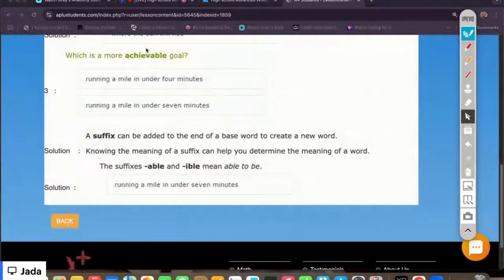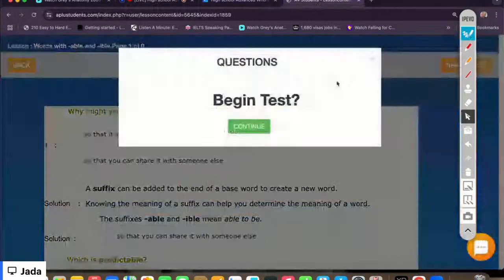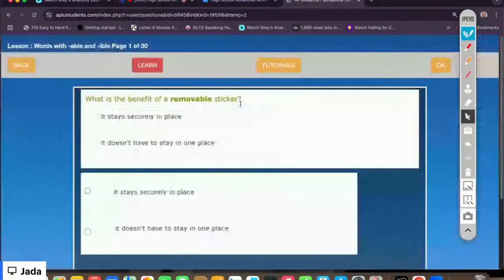All right, so which is more achievable? Running a mile in under 4 minutes or running a mile in under 7 minutes. Of course running a mile in 7 minutes is more achievable than running a mile in 4 minutes. Okay. So let's move on to the test now. You can share your answers with me if you know them.